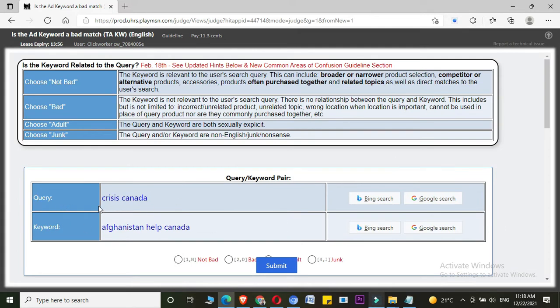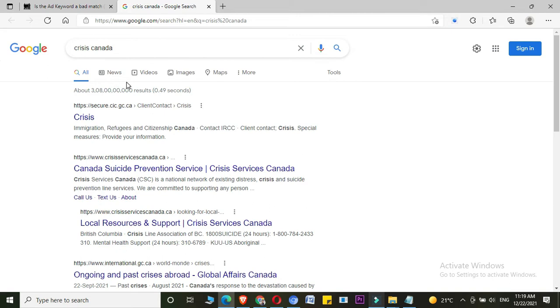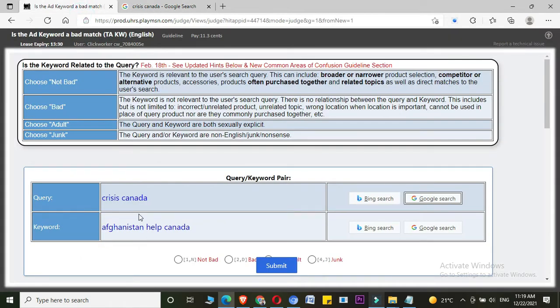Yeah, so this is the query and this is the keyword. We should check if this ad keyword is bad for this query. The query is "crisis Canada", so let's check it in Google. It might be news or some information about crisis in Canada. That is the query, and the ad keyword here is "Afghanistan help Canada". So let's search here.